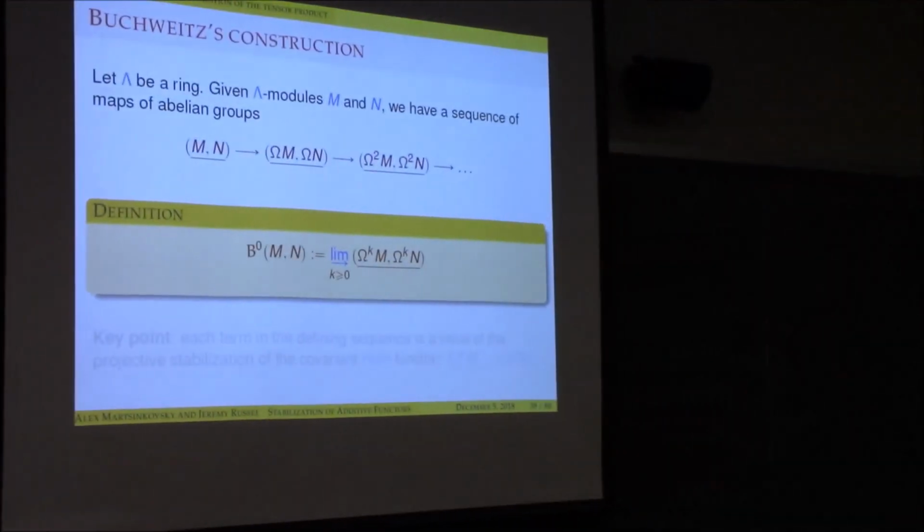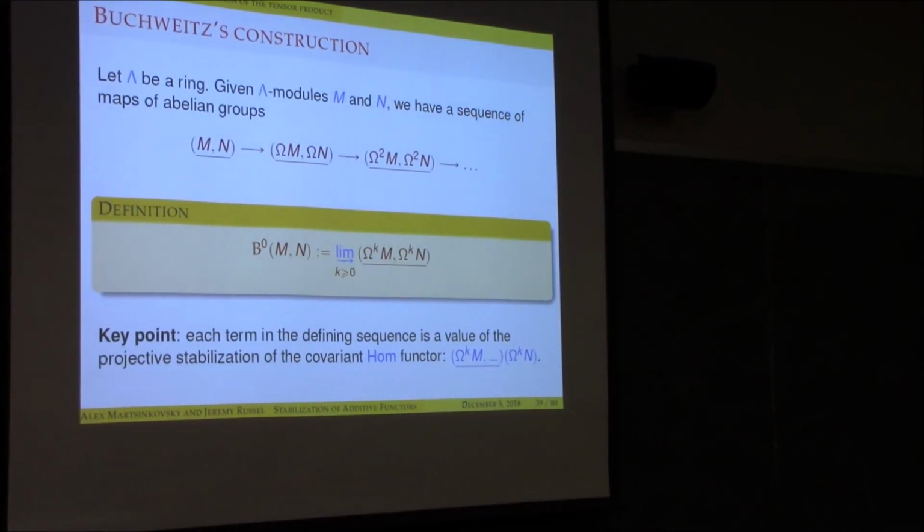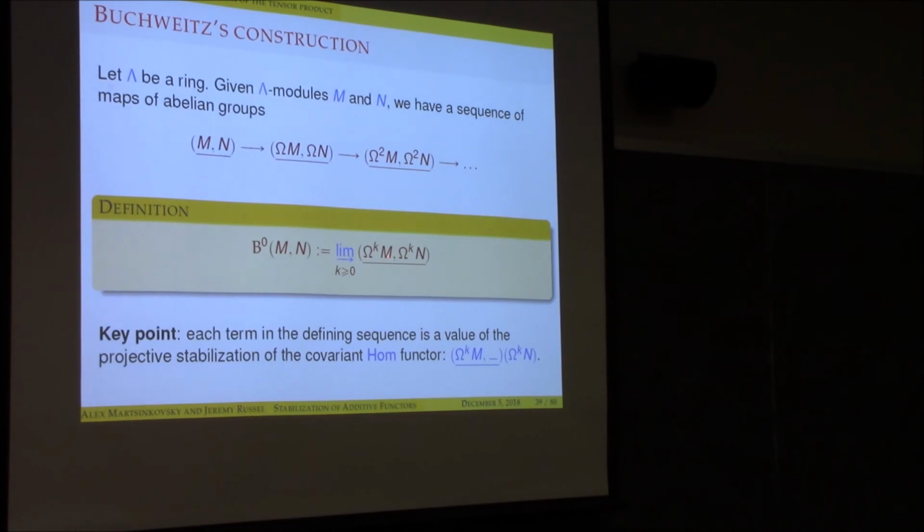Well, at this point, Jeremy stepped in. He was much more conceptual than I was. He said, wait a minute. You know what that really is? This is not homological projectives. That is the value of the projective stabilization of the covariant Hom functor evaluated on omega kn. I was happy with homological projectives. Jeremy saw that that was the projective stabilization.